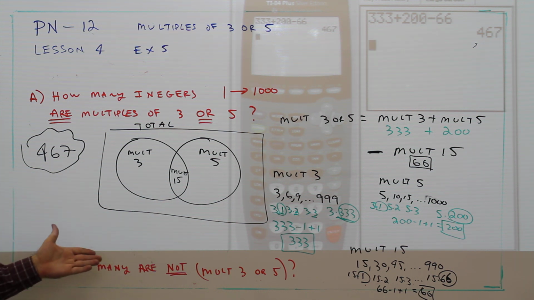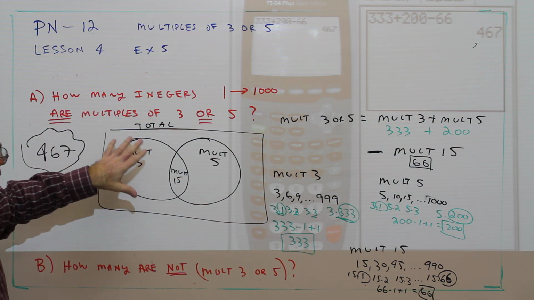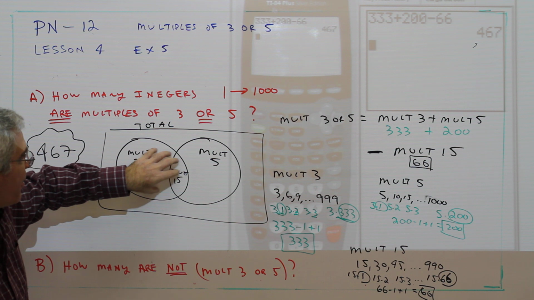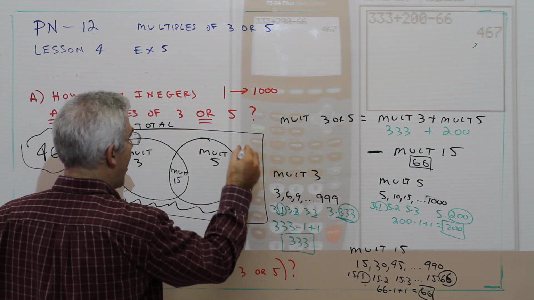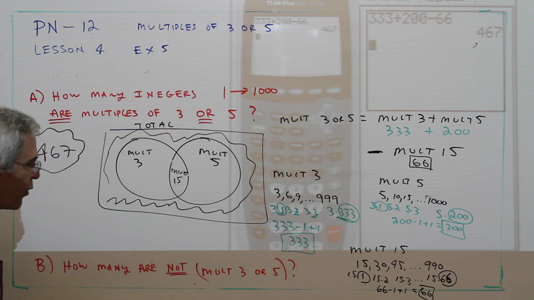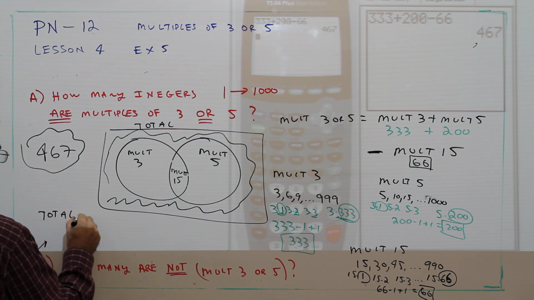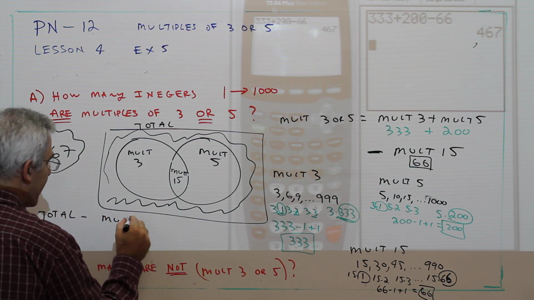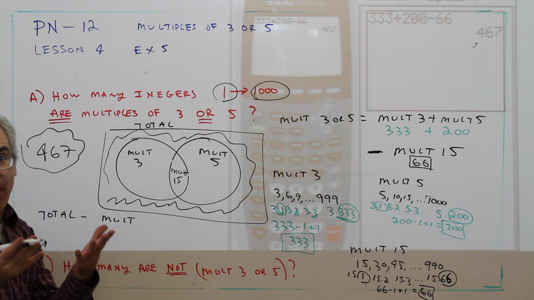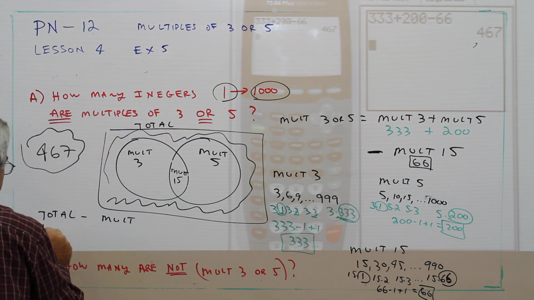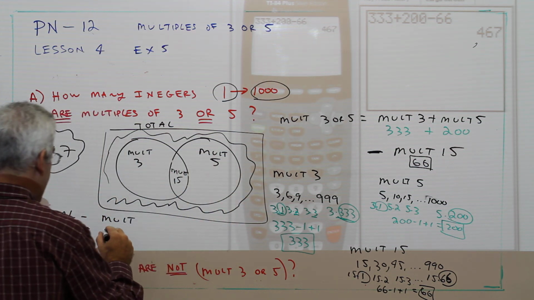Part B says, how many are not multiples of 3 or 5? Well, that's just going to be the total minus the things that are in these circles. So now I'm curious about how many things are outside of there. So for part B, using the work up here, it's going to be total minus the things that are multiples. The total, there's 1,000 integers in my universe. The things that were multiples were 467.